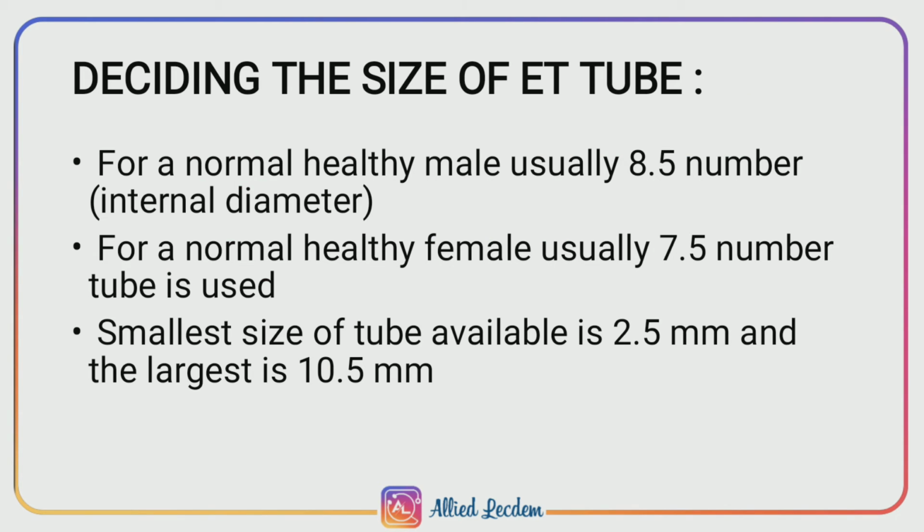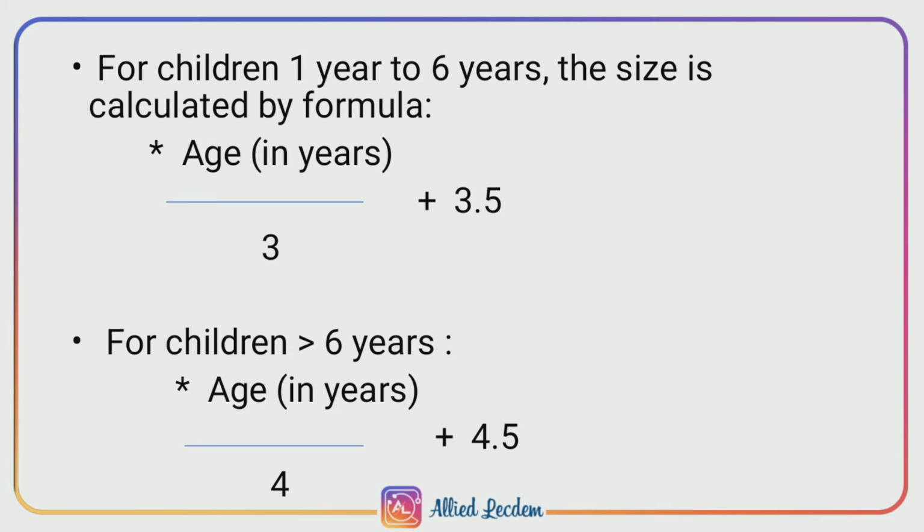Deciding the size of the ET tube. For a normal healthy male, it is usually 8.5. For a normal healthy female, it is 7.5. The smallest size of tube available is 2.5 and the largest is 10.5 millimeters. The formula used to calculate the size of the tube for 1 to 6 years of age is age divided by 3 plus 3.5. For children greater than 6 years, it is age divided by 4 plus 4.5.